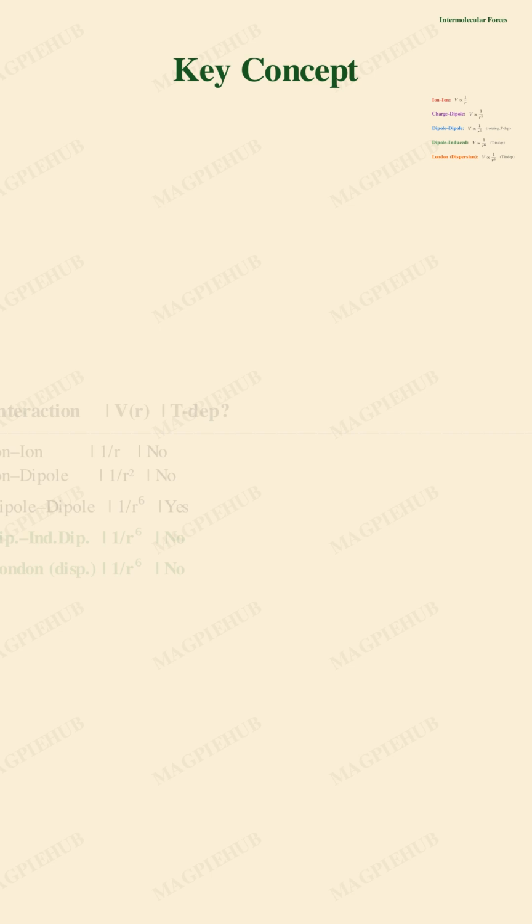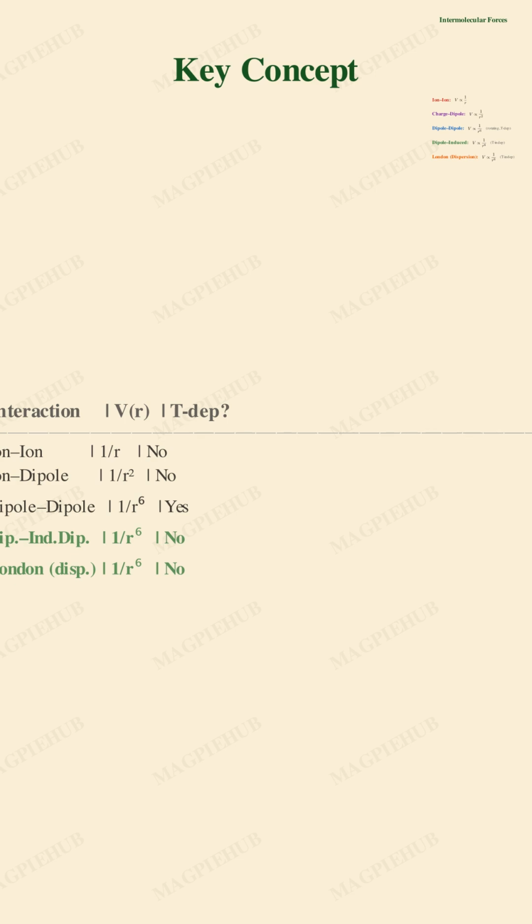For rotating dipole-dipole, the Keesom interaction, the average potential goes as 1 over r6 and depends on temperature. Dipole-induced dipole, the Debye interaction, goes as 1 over r6 and is temperature independent. London dispersion forces arise from instantaneous dipoles and attract even nonpolar molecules.